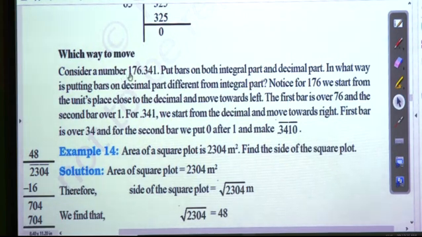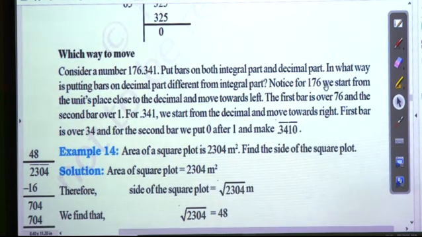But if the number is 176.341, now how to make the groups of it? How to move further? Because whatever the number of groups we are making, or the bar we are keeping here, how to put it? We put bars on the integral part and the decimal part. In what way is putting bars on the decimal part different from the integral part?